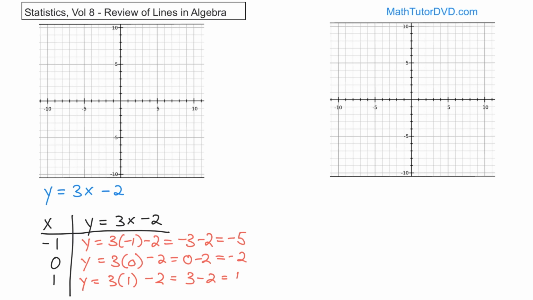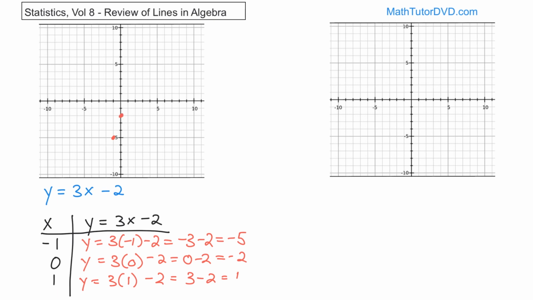So you now have pairs of points, -1 for x, -5 for y, 0 for x, -2 for y, and so on. So let's plot those 3 points. -1, -5. So we go over to the left, -1, which is here, and then we go -5, which is way down here. So -1, -5 is actually way down here. The next point is 0, -2. 0, -2 would be right there, so we put this point right here.